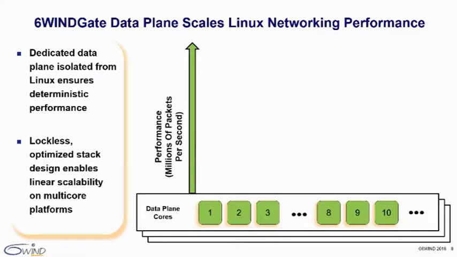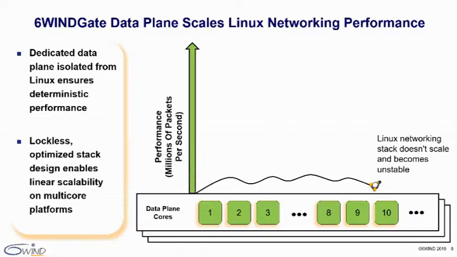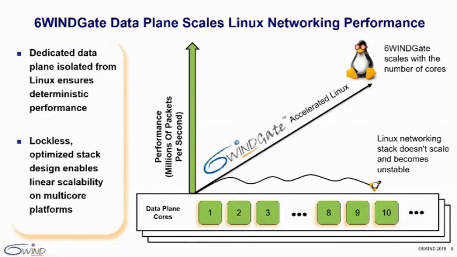6WINDGate's accelerated data plane, also known as the FastPath, provides a turbo boost for Linux networking performance. A common problem with Linux is that performance bottlenecks in the kernel cripple scalability and stability. 6WINDGate overcomes this challenge by offloading data plane functions from Linux with a dedicated and isolated networking stack to increase predictable performance. Its lockless design enables scalability per core on multi-core platforms. With 6WINDGate, performance scales linearly with the number of cores.